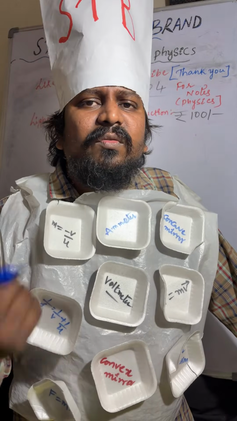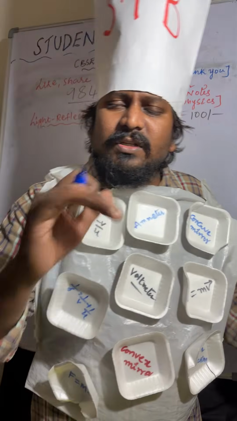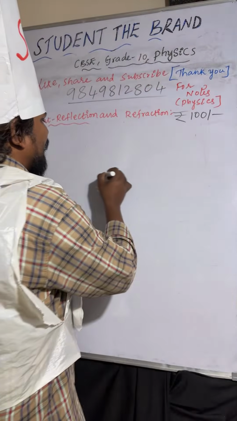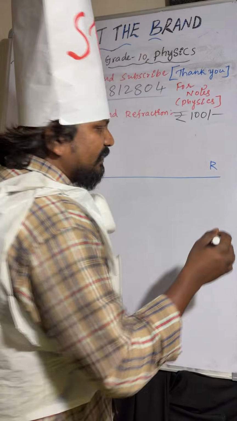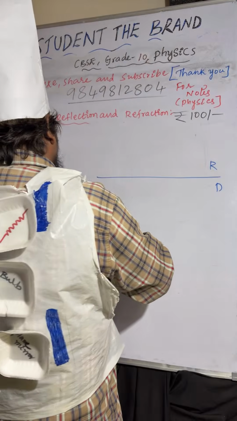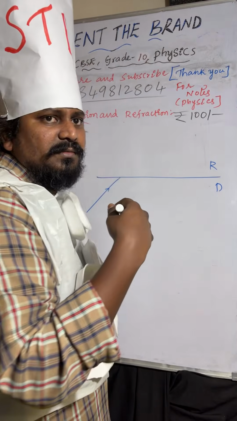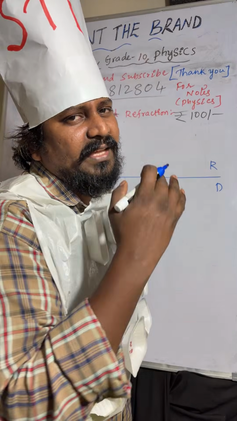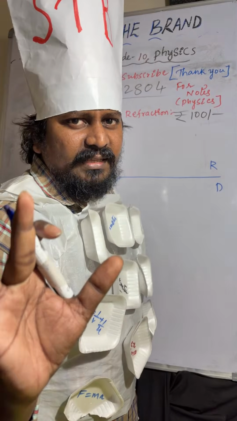So how do we draw the diagram? I'll show you. Here I'm taking like this. This is a rarer medium. This is a denser medium. If the light ray is passing from rarer to denser, it bends towards the normal line. Yes or no?